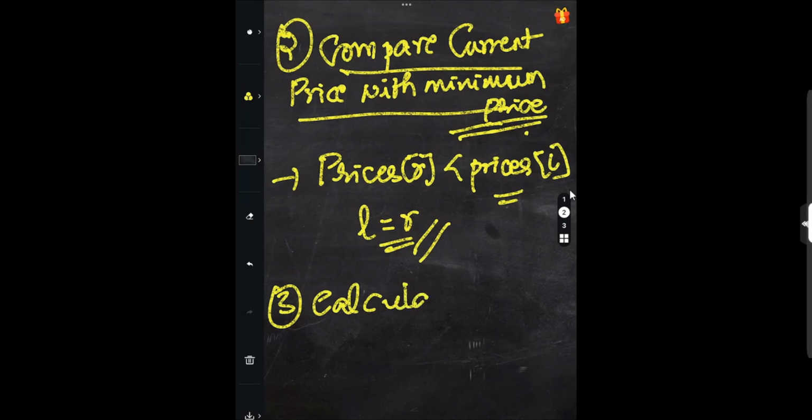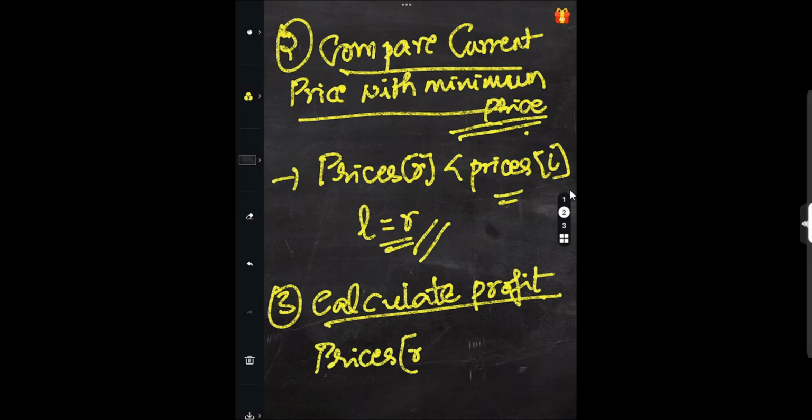Finally, let's move to the third step, the main step here: calculating the profit. We compute the profit as prices of R minus prices of L. To keep track of the maximum profit, we'll be making use of the variable max. We'll see that while we write the code, and understand it very clearly, I assure that.